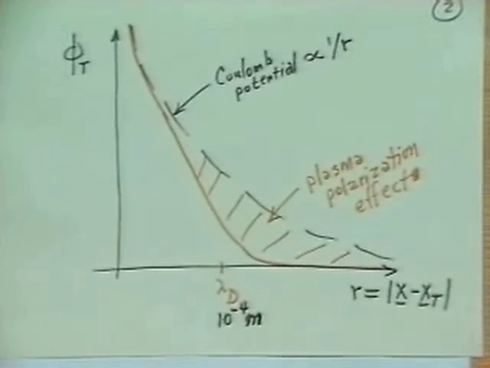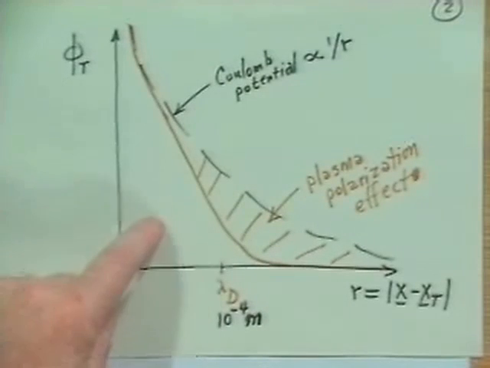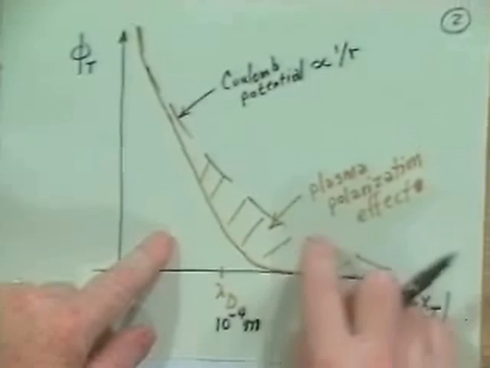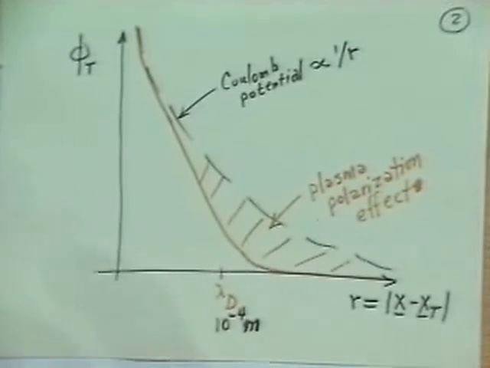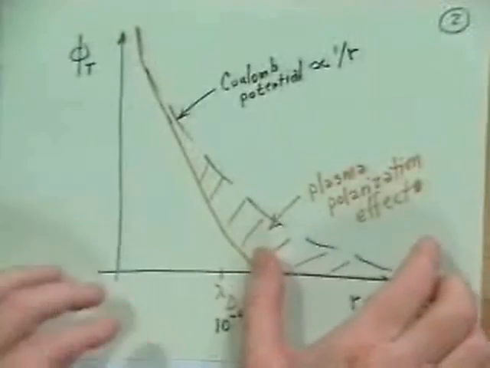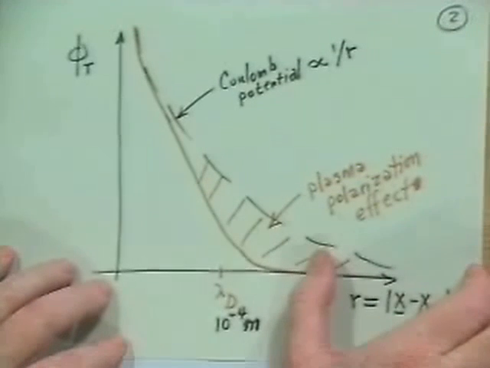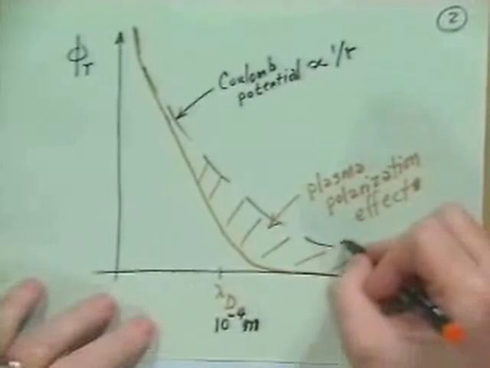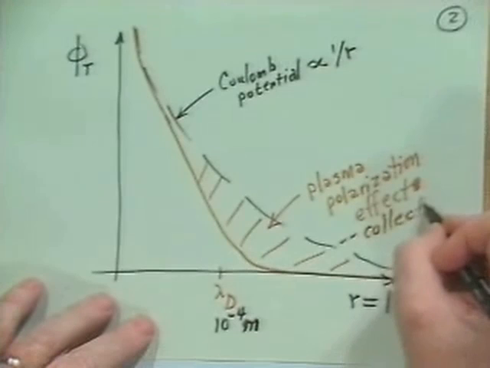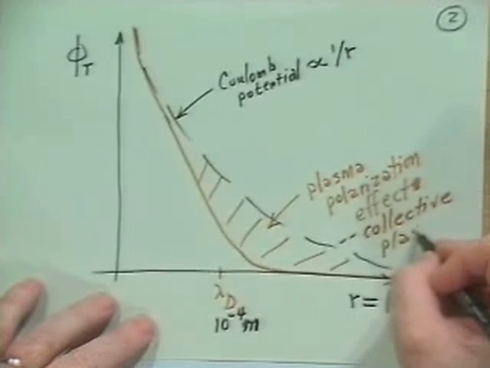Now, are we interested in phenomena in that laboratory plasma on this scale length, that is to say inside of here, or longer than here? Well, presumably we've got a plasma that's 10 centimeters or something like that in scale length. So most of the plasma that we're interested in is mostly in this longer range, where we are getting this plasma polarization effect, or effectively the collective plasma effects.